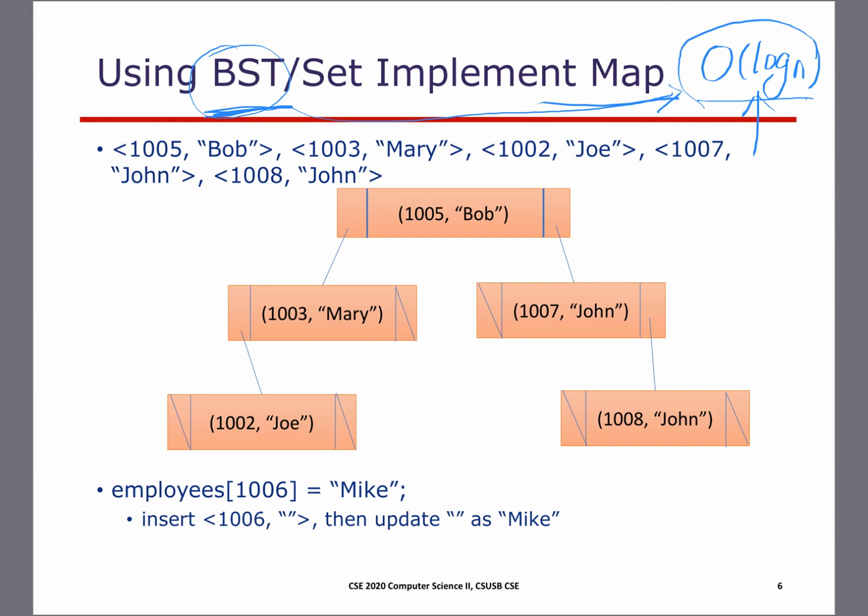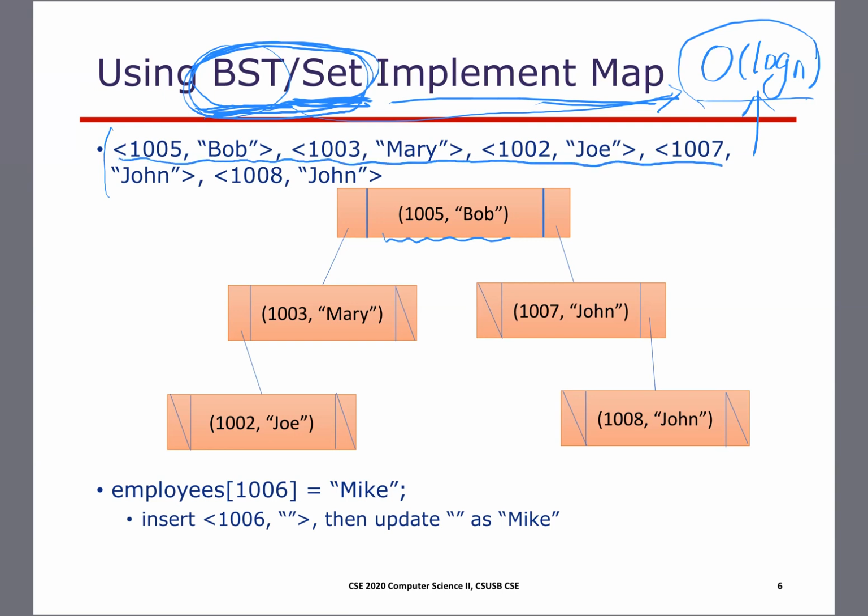In fact, we know the binary search tree and the set are the same, so we can also say we use a set to implement map. That means we store a collection of entries, or a collection of pairs, in a set, and we store these entries in a binary search tree. Now we have these 5 entries, and we insert them in a binary search tree. We get this binary search tree.